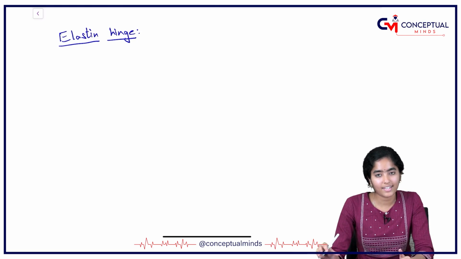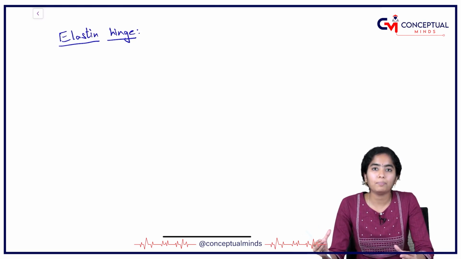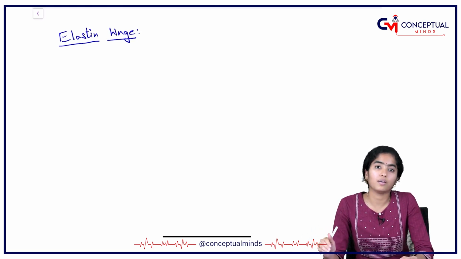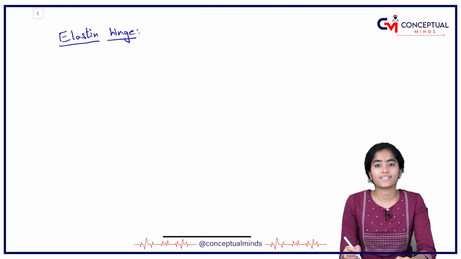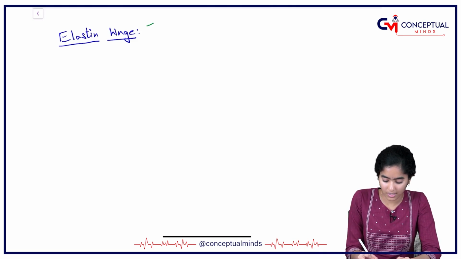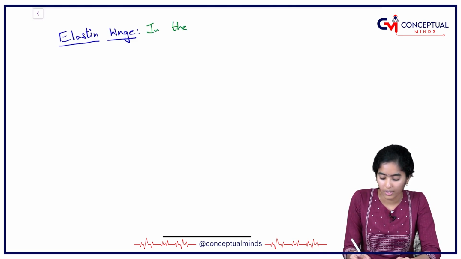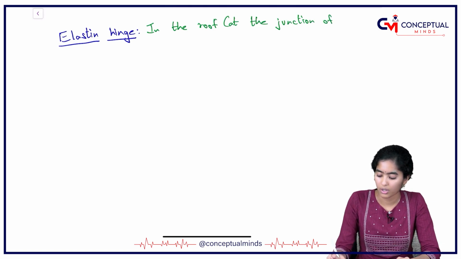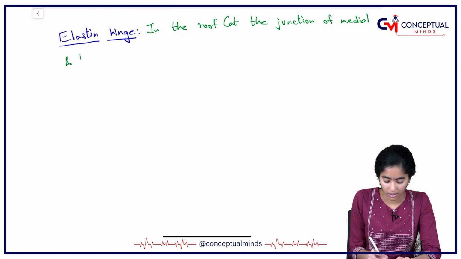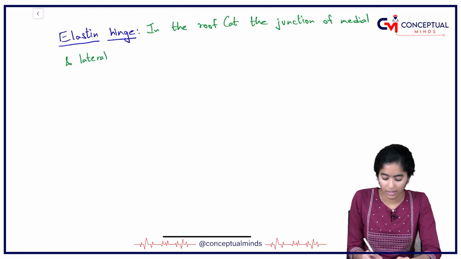Now this elastin hinge helps us to keep the tube closed. That is the importance of elastin hinge. Once again, where is the elastin hinge present? It is present in the roof. Where exactly in the roof? At the junction of medial and lateral lamina.